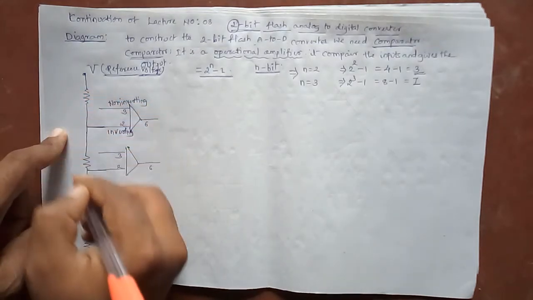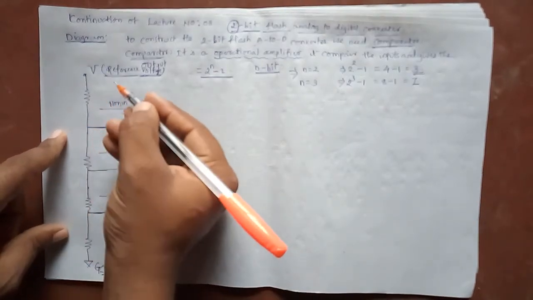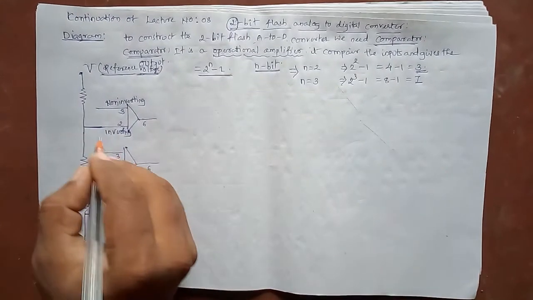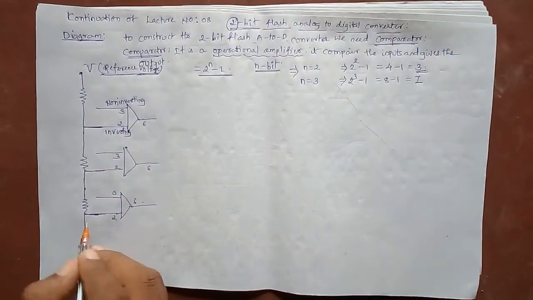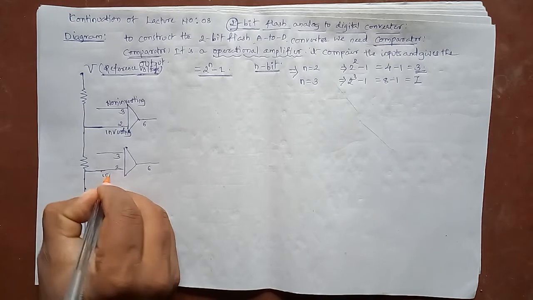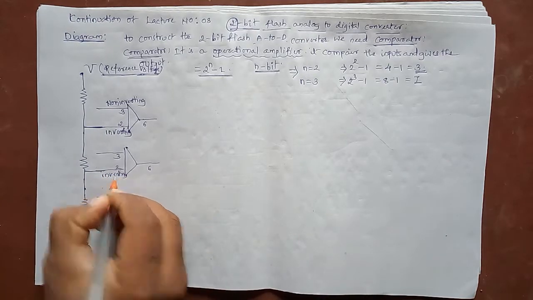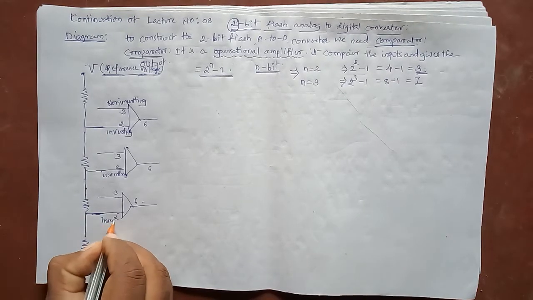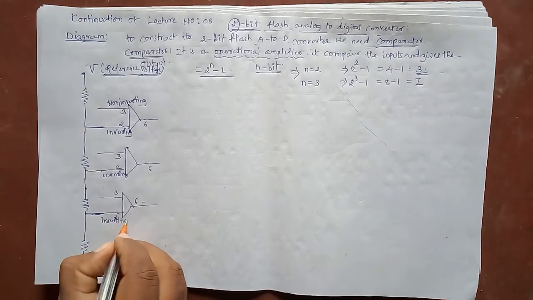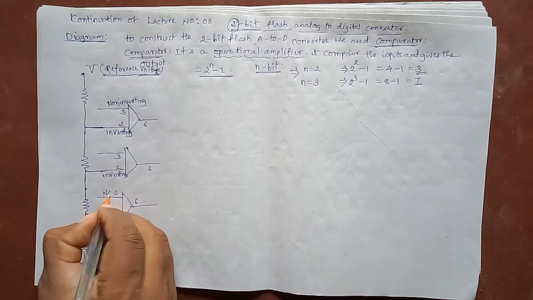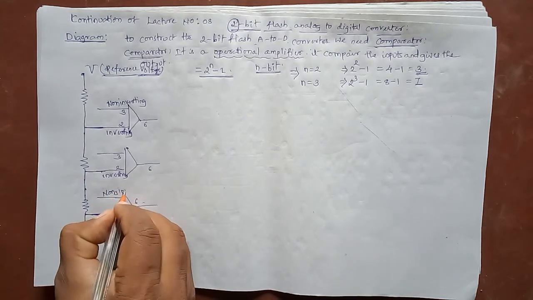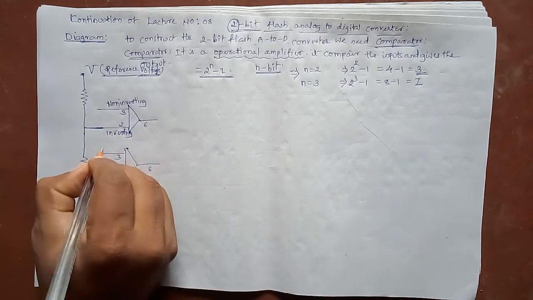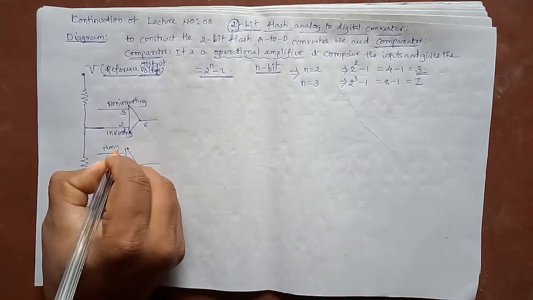These are the resistors. Through resistors, the reference voltage is given to the inverting terminal of the comparator. This is inverting. Here also the reference voltage is given to the inverting terminal of the comparator. The remaining terminal number 3 is non-inverting in every case. Here also it is non-inverting.